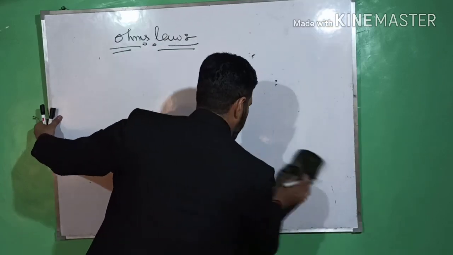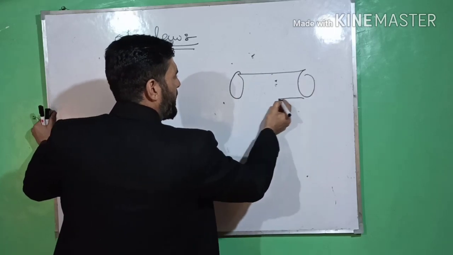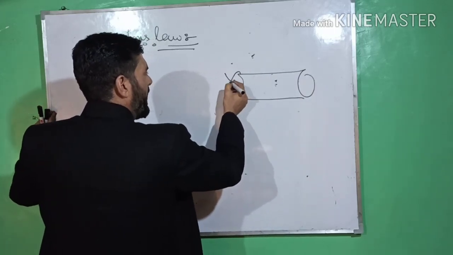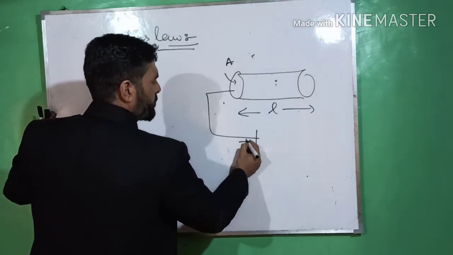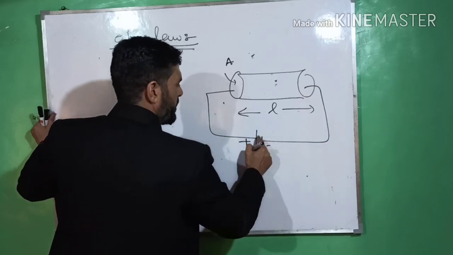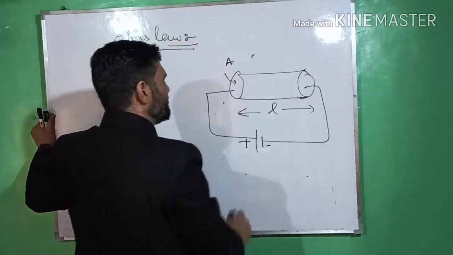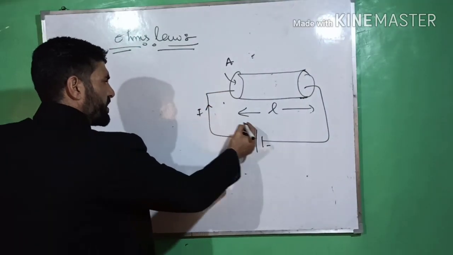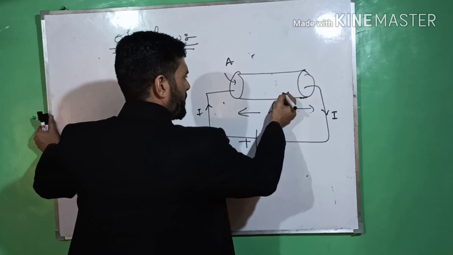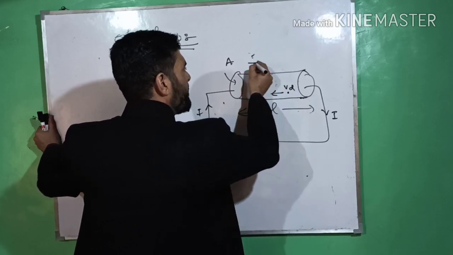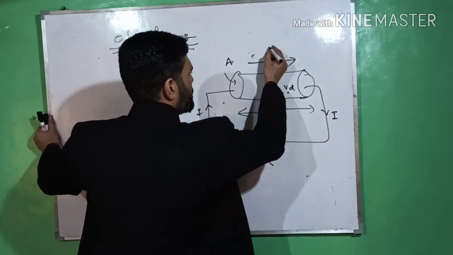What is Ohm's law here, dear students? I am again taking a conductor here, let A be the area of cross section and L the length of this conductor. Let this end of the conductor be connected to the positive of the battery, and this end to the negative of the battery. See here? And conventional current moves from positive to negative, while the electrons move from this end, that is from negative to positive. And an electric field is set up inside at each and every point due to this battery, and its direction is from positive to negative. Clear?